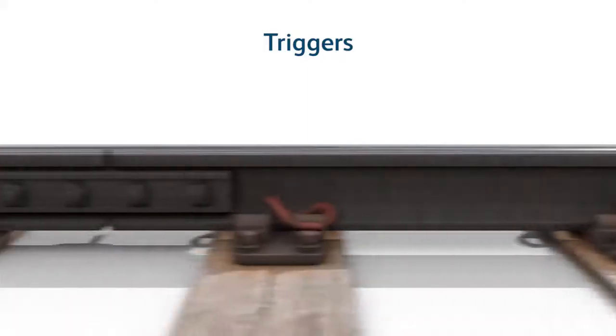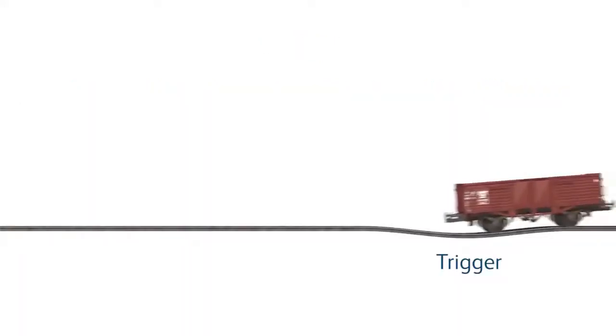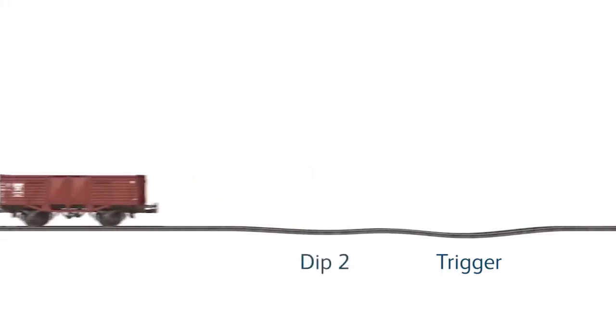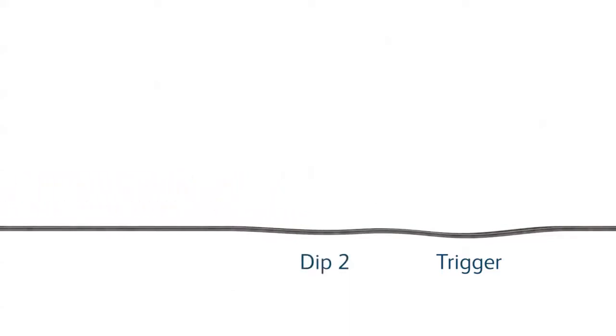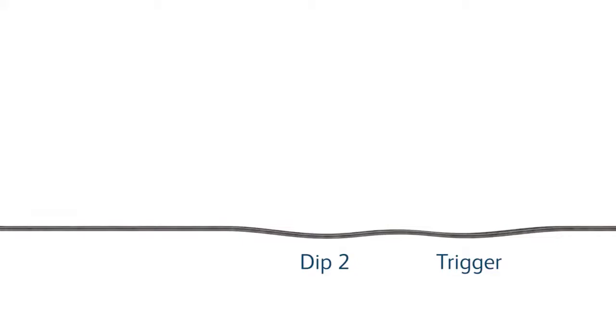The trigger for cyclic top could be a dipped joint, IRJ, adjustment switch, S&C, or wet beds. As the vehicle travels over the dip, the vehicle rises and drops further along the track, which starts to compress the track ballast at that location, initiating the development of a new dip. If this continues, both the first dip or trigger and the consequential dip will get worse.